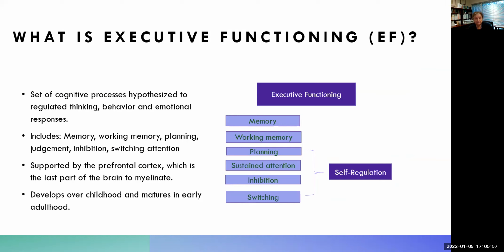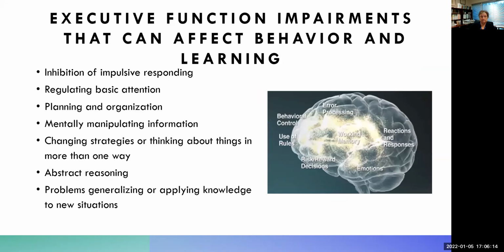this cognitive flexibility. These things are supported by efficient activity in the prefrontal cortex, which, as you know, is the last part of the brain to myelinate, developing over childhood and finally maturing in early adulthood. Deficits in executive function can lead to impairments that affect behavior and learning. So inefficiency in the frontal cortex can lead to problems with inhibition of impulsive responding. It can interfere with regulation of basic attention and impairment in planning and organization.